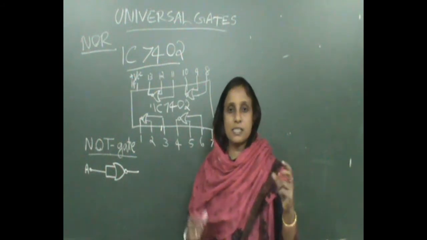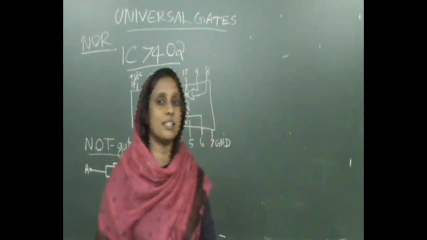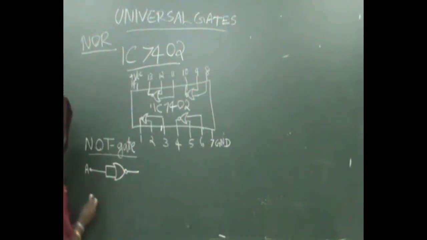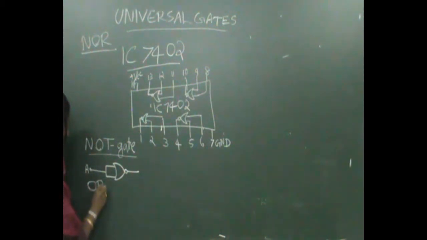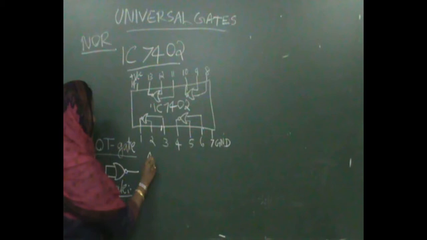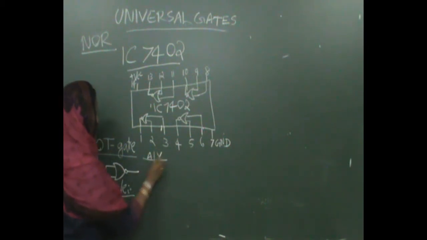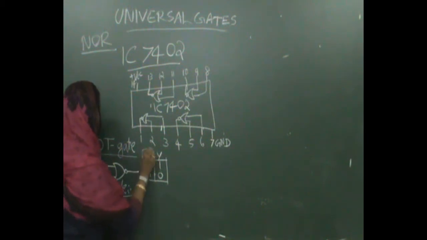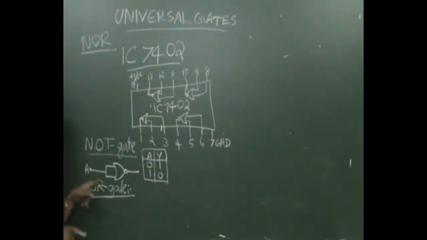Now the second fundamental gate. The second one is the OR gate, right? I think I can write the truth table here. In this case, if you give 0, you have 1. If you give 1, you have 0. Right? This is the truth table, the truth table of the NOT gate also.